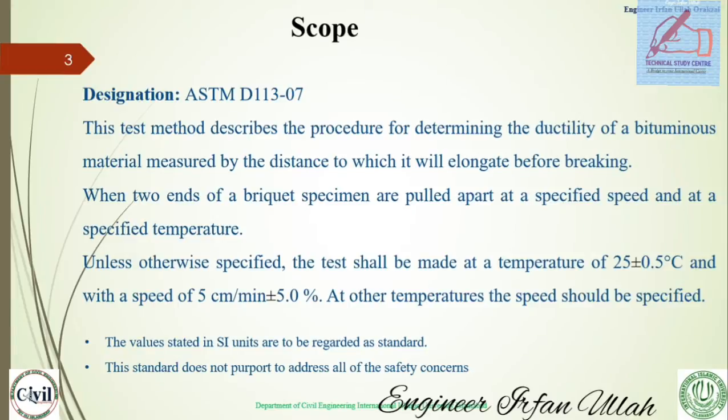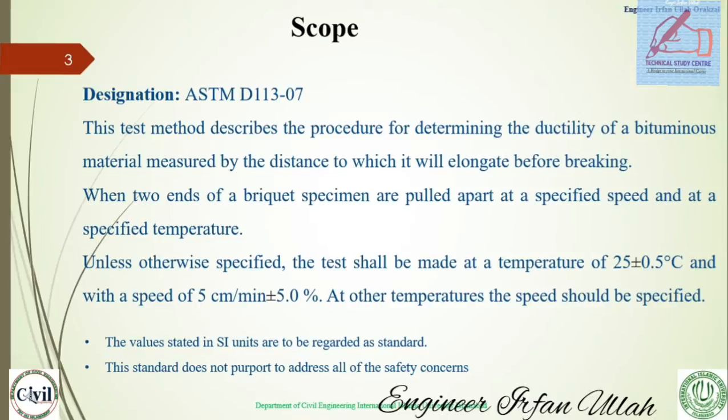This test method describes the procedure for determination of the ductility of bituminous material, measured by the distance to which it will elongate before breaking. So first of all, it gives the ductility, that is, how ductile a sample of bituminous material is, and in the second step it shows by which method the ductility is found. It will find just the elongation and measure the distance before breaking.